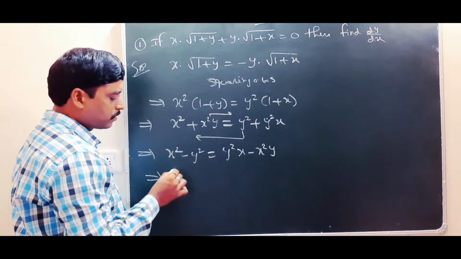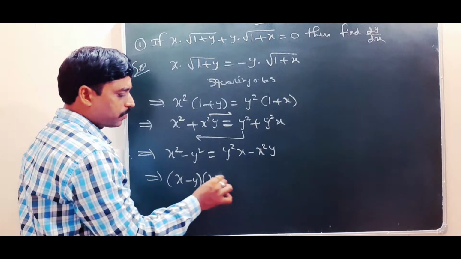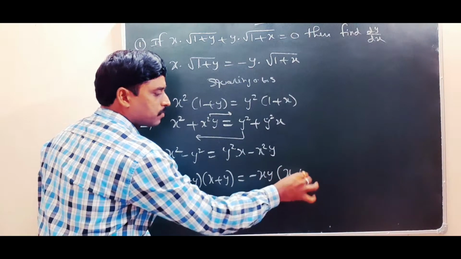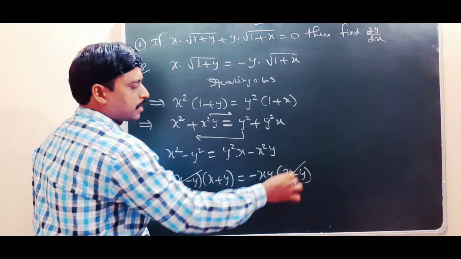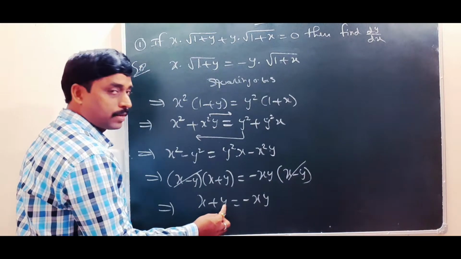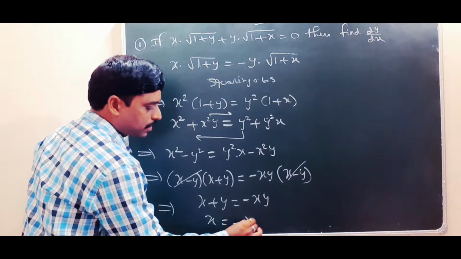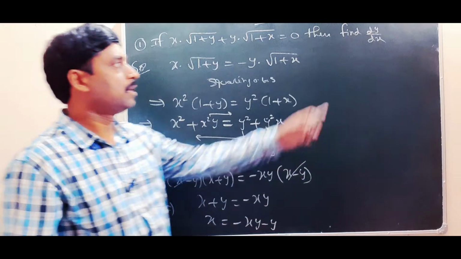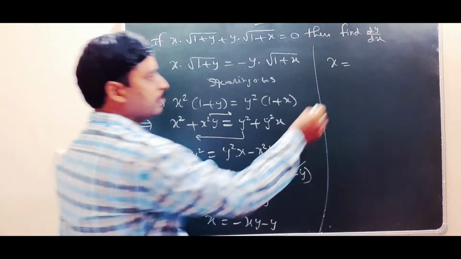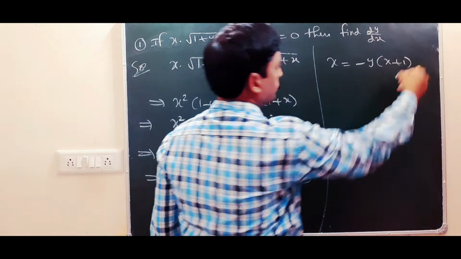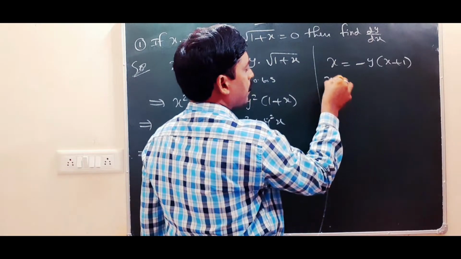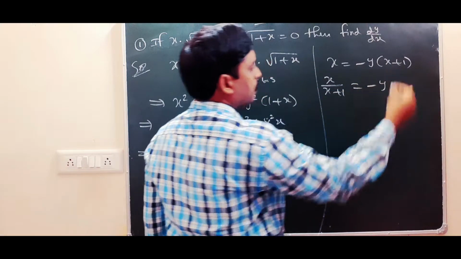We have the x square minus y square formula: x minus y into x plus y equals, in this one, minus xy taken out common, it will be x minus y. One x minus y gets cancelled. Okay, so x plus y equals minus xy. This plus y bring to the right side, x is equal to minus xy minus y. But our target is dy by dx. Okay, therefore x equals, in this minus y taken out common, so minus y into x plus 1. So minus y is equal to, dividing x plus 1 on both sides, x by 1 plus x equals minus y.